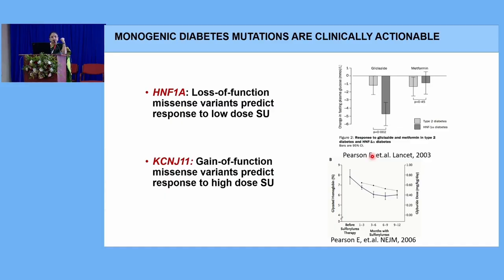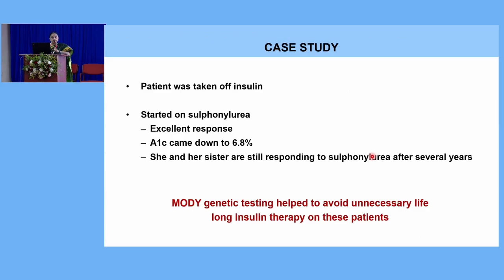And actually, at that time, Ewan Pearson had done very elegant experiments proving how loss of function missense variants predict response to sulfonylurea. And we did take her off insulin, and we gave her sulfonylurea. Even now, she continues to have a very good response, and she is off insulin completely. So you can see how MODY genetic testing has helped, and this is very clearly translational medicine. And this very clearly has got to do with the variant. How has it got to do with the variant?